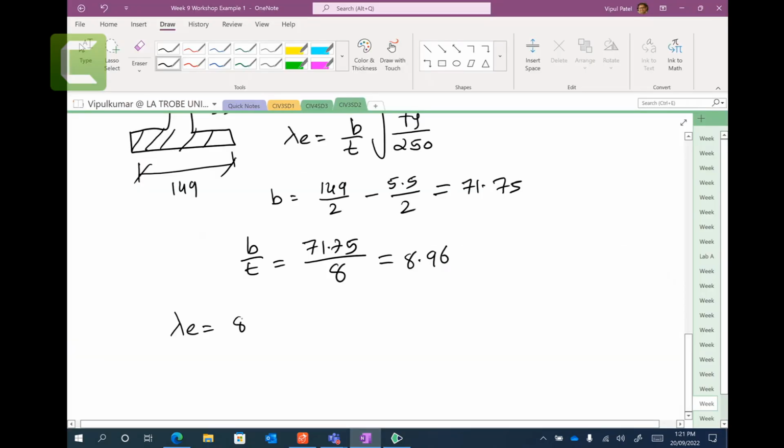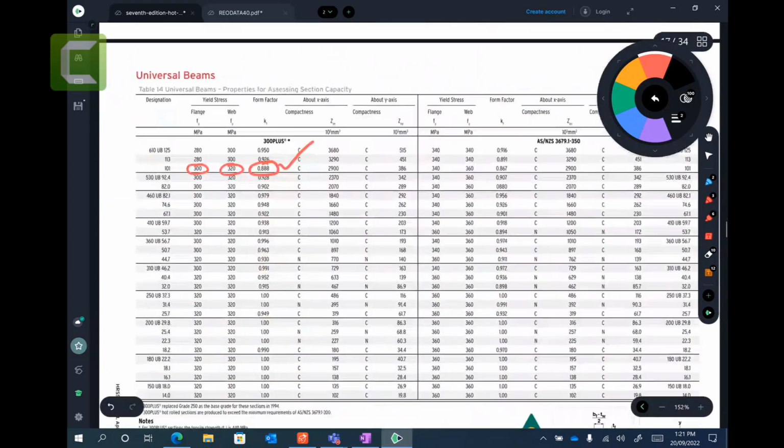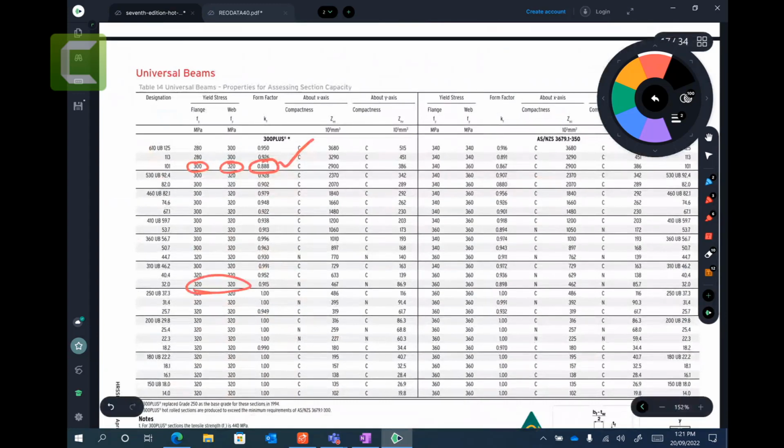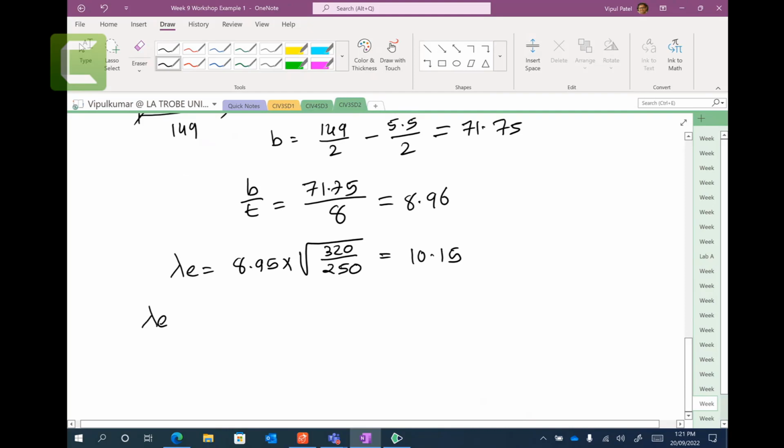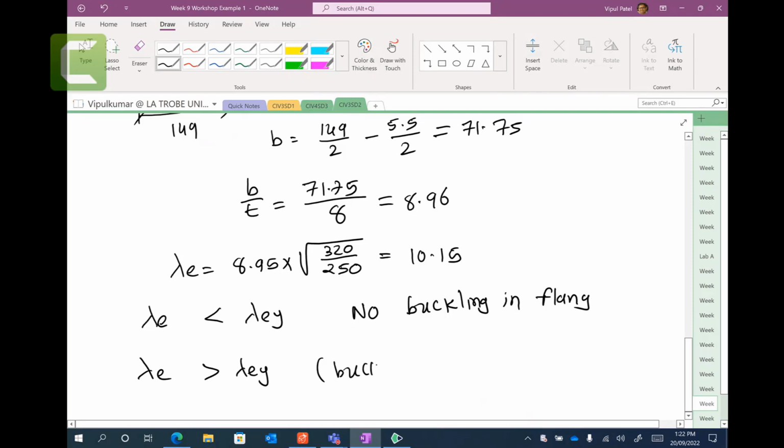So lambda e is equal to 8.97 square root for the flange. We have 310 UB, 320. So we can take 320 on 250. Can you please do the calculations? 10.15. So lambda e, if lambda e is less than lambda ey, we said no buckling in the flange. And if lambda e is greater than lambda ey, we say that buckling occurs.